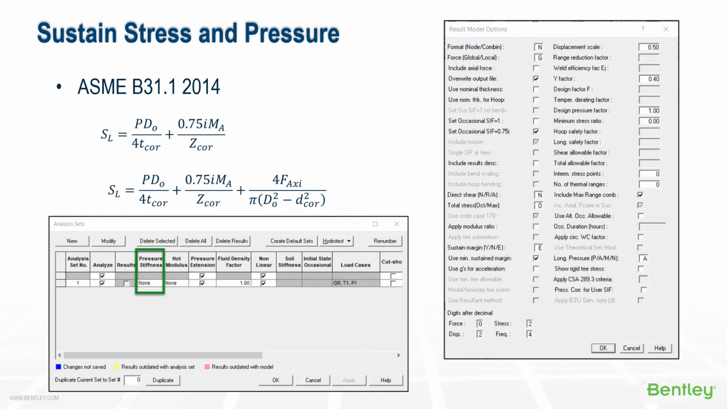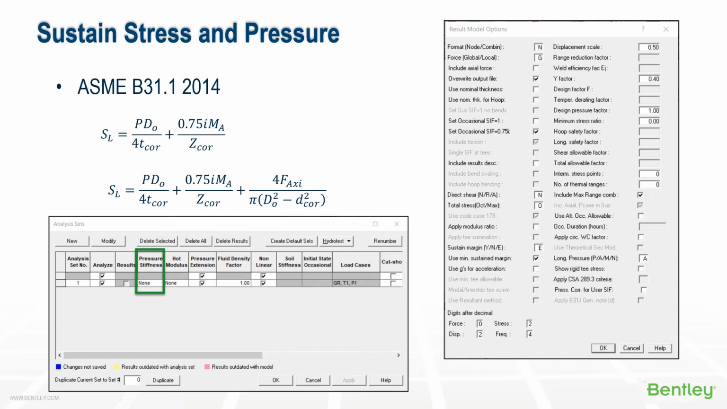Sometimes in AutoPIPE it appears that the pressure load cases P1 to P100, which would be associated with the thermal cases T1 to T100, are not considered in the analysis because they don't appear in the list of load cases in the analysis set. But this is not true. Longitudinal and hoop effects are always included.